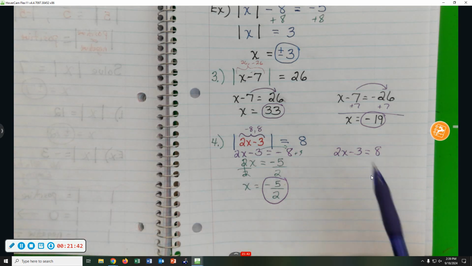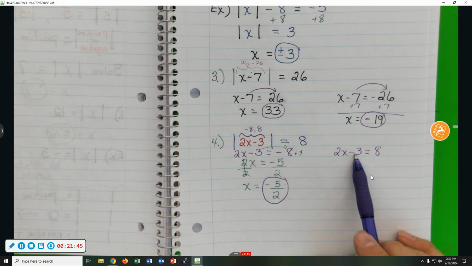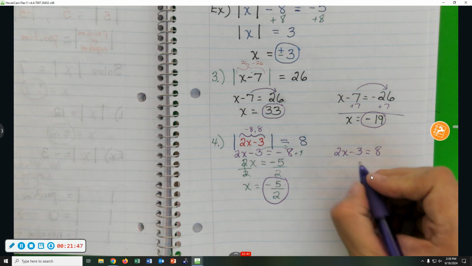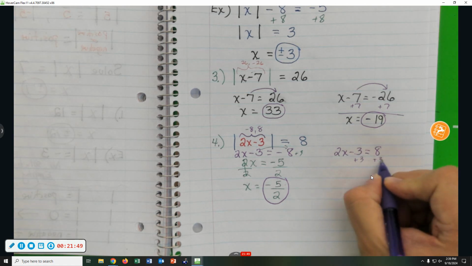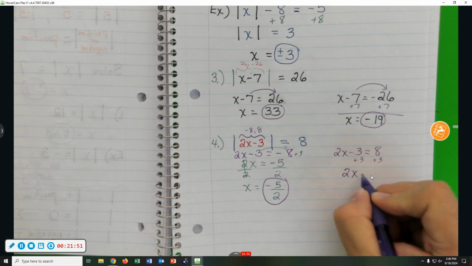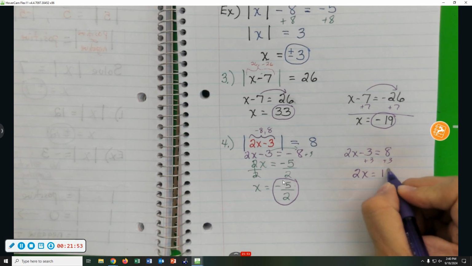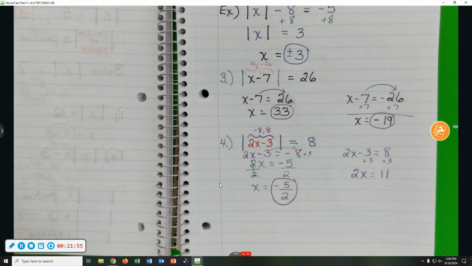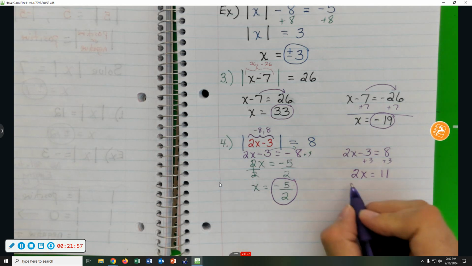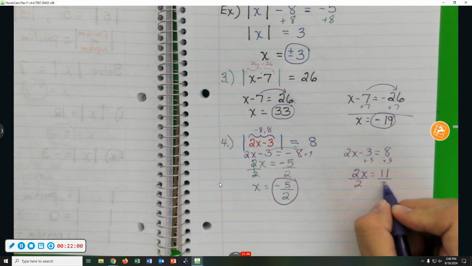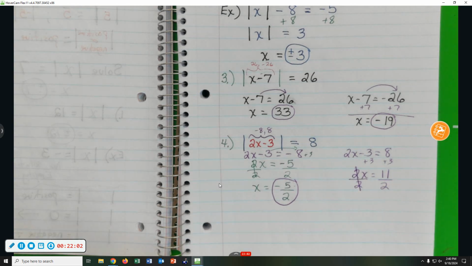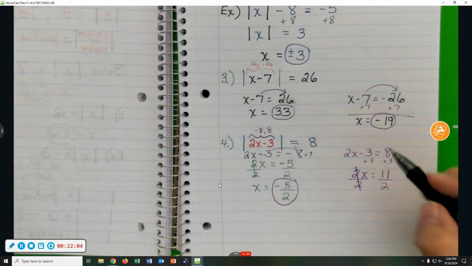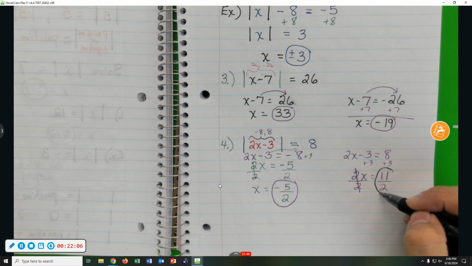Now over here, what will I get? I will add 3. So we have 2x equals 11, and then divide by 2. And we get 11 over 2. I'm just going to circle that. Looks neat in that.